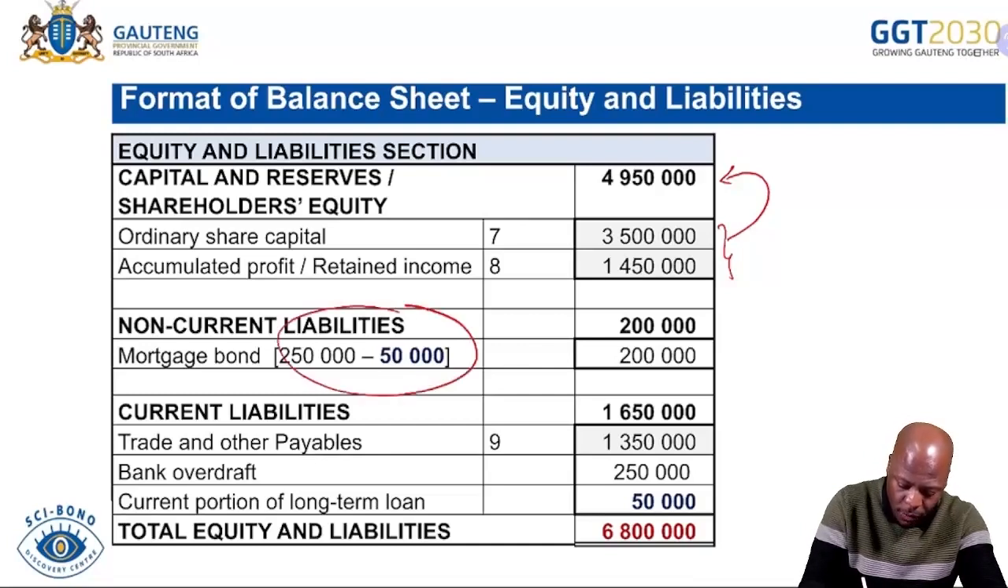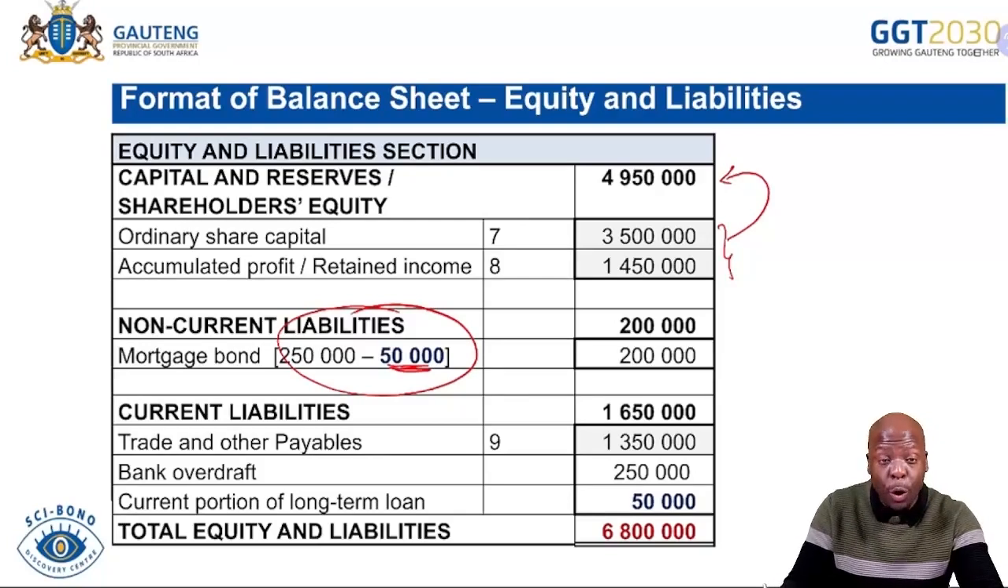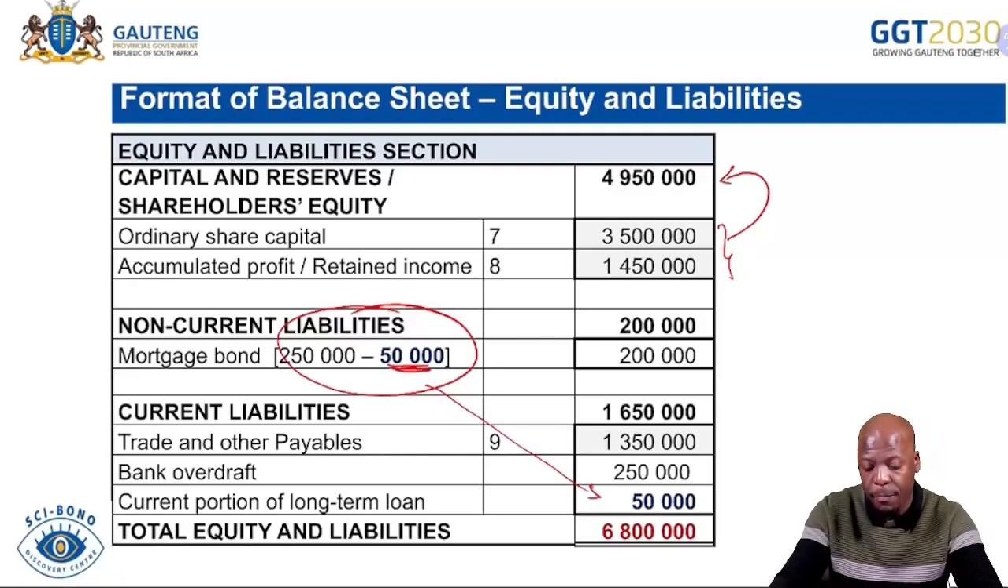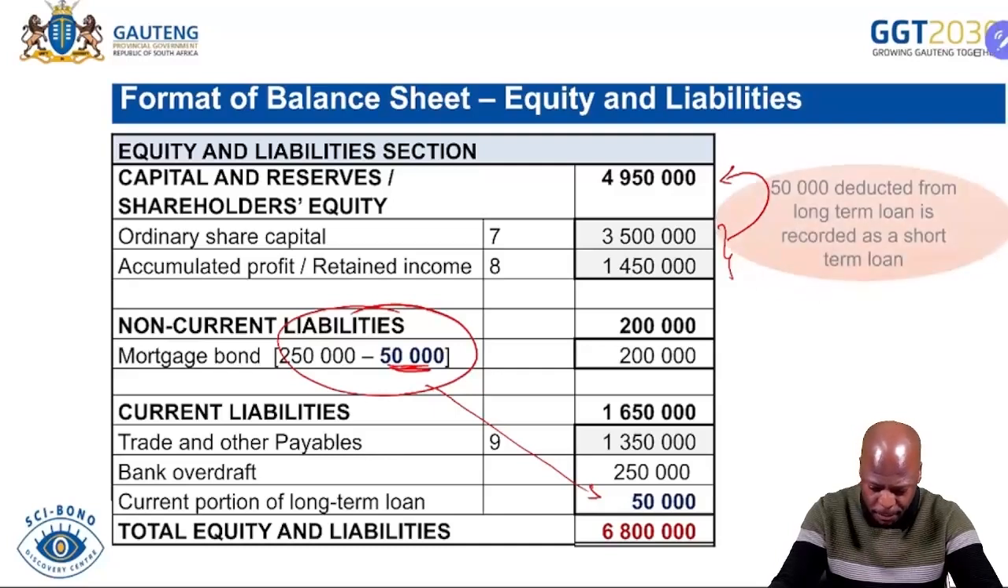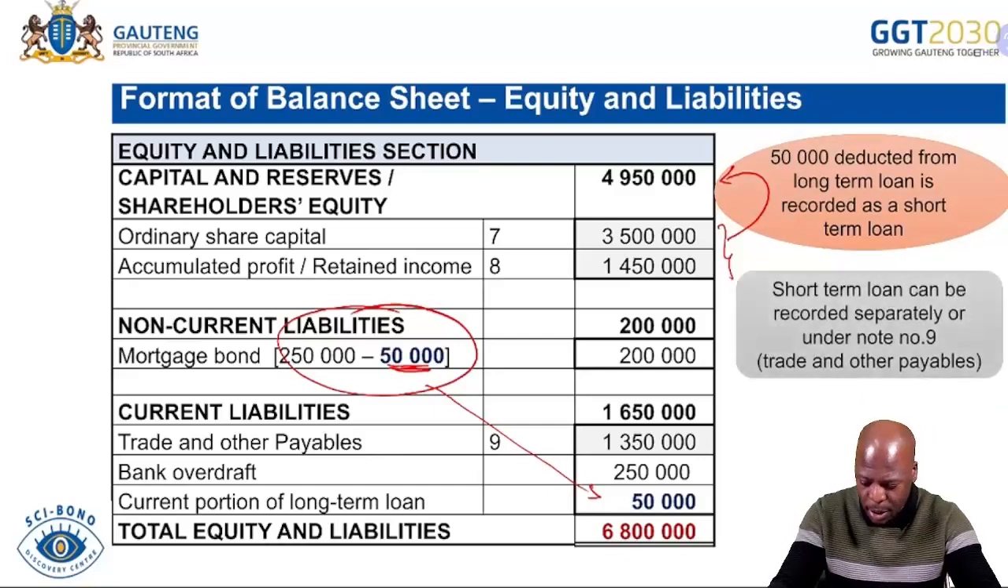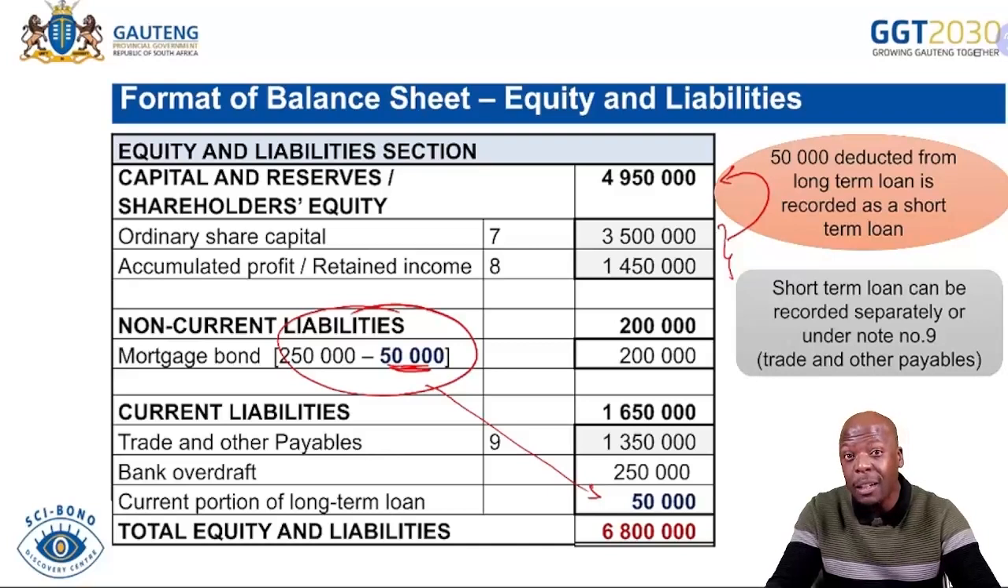This is very important because once you understand how to get this 50,000, which is your short-term loan or current portion of loan, that is what we then bring down here. So in today's lesson, I want you to please stay put, and you are going to benefit from today's lesson. Now, the 50,000 deducted from the long-term loan is recorded as a short-term loan. The short-term loans can be recorded separately if space is provided. But if no space is provided, you might as well include them under trade and other payables.